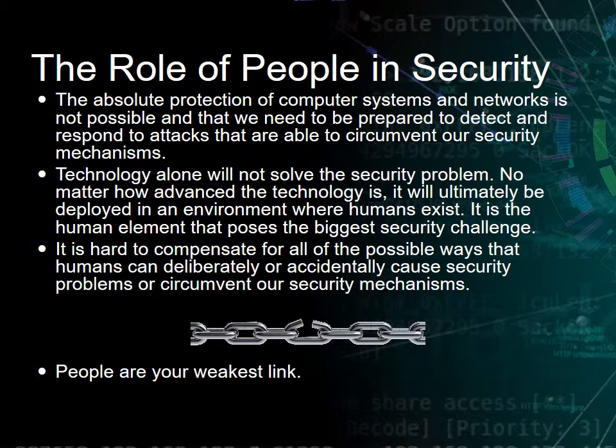It's hard to compensate for all the possible ways that a human can deliberately or accidentally cause security problems or circumvent our security mechanisms. For example, we have seen people who try to get around the filtering of websites on a firewall by using a proxy. So they'll go through the firewall to a proxy website. It looks like normal web traffic, usually encrypted with SSL, and so we don't know necessarily what sites they're going to once they go to that proxy. But they're opening up our network to risk by doing so. So ultimately, people are our weakest link.